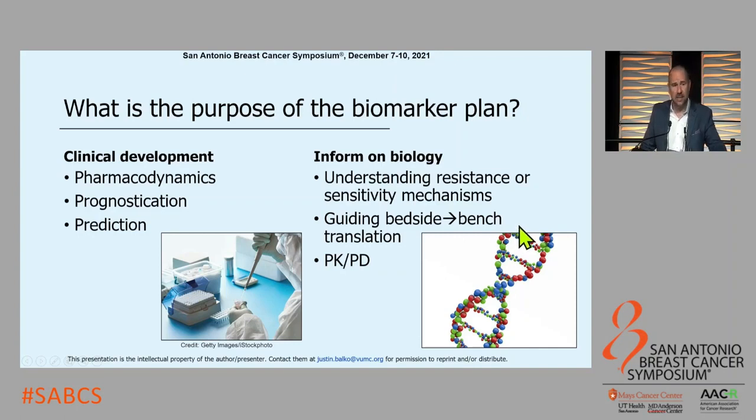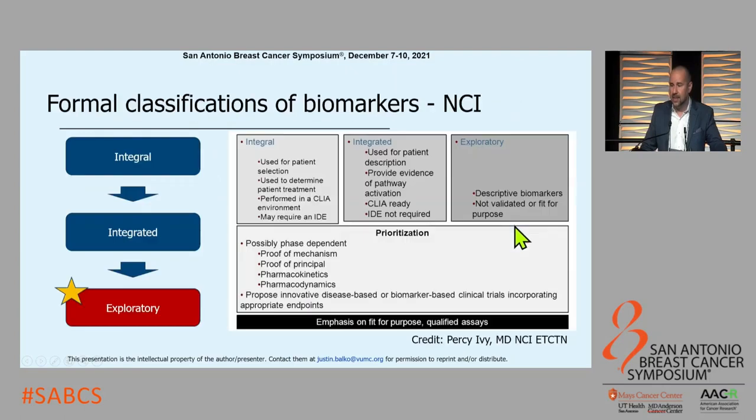It can also tell us a little bit about the pharmacokinetics and pharmacodynamics of the drug and how our future trials might need to be adapted. So the NCI has 3 formal classifications of biomarkers in NCI trials. These start at the most critical, which is integral. So these are used for patient selection. They have to be performed in a CLIA lab, and they may require an IDE.